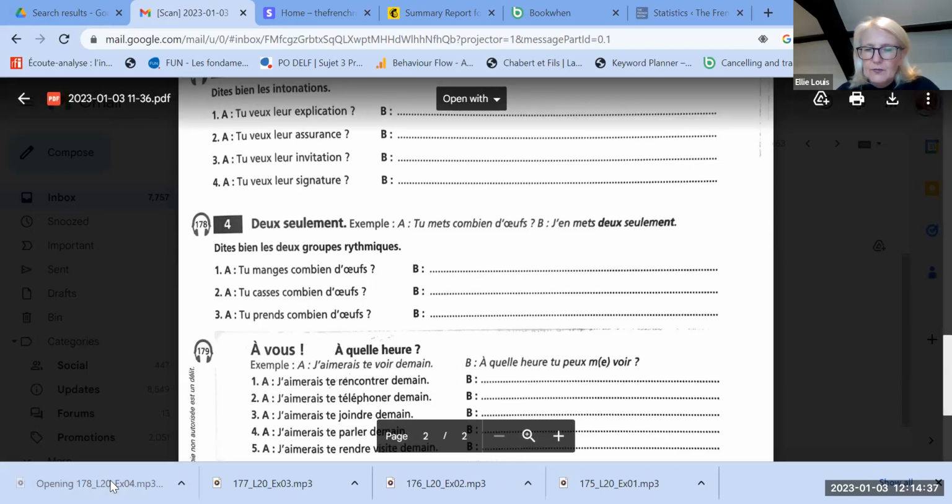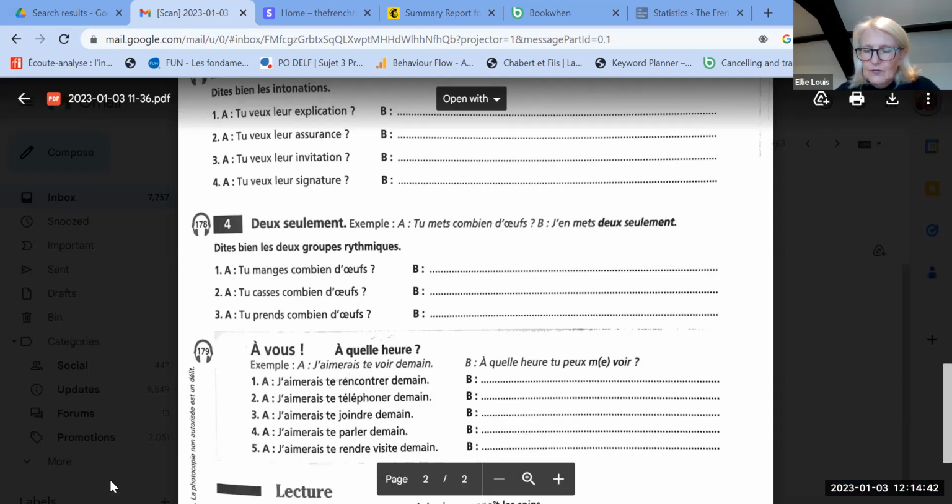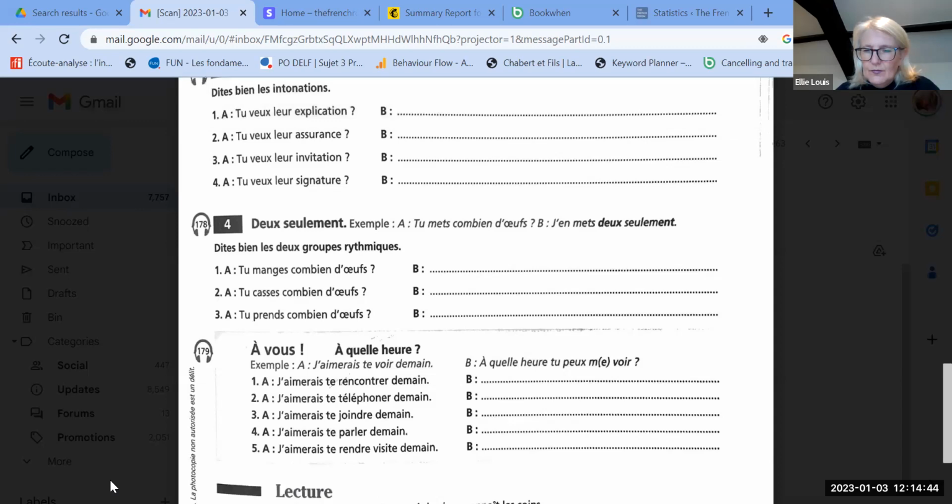Exercice 4. Exemple. Tu mets combien d'œufs? J'en mets 2 seulement. 1. Tu manges combien d'œufs?